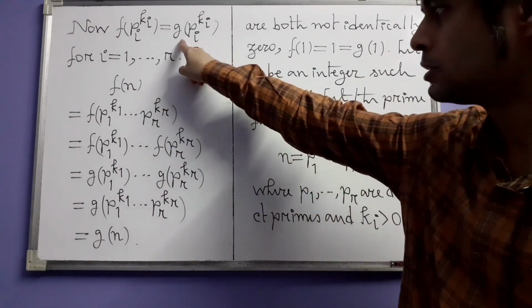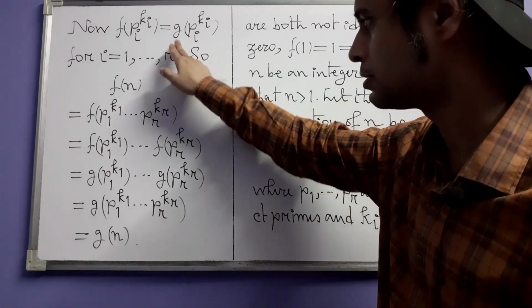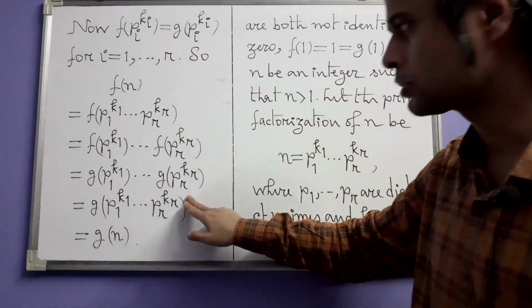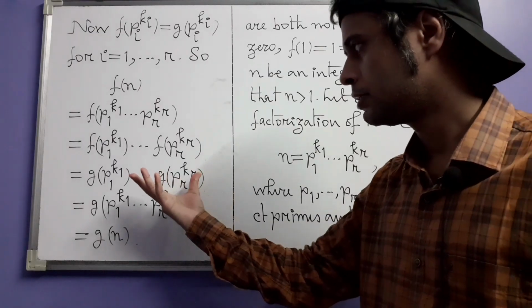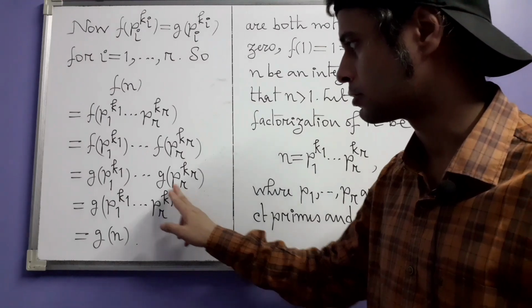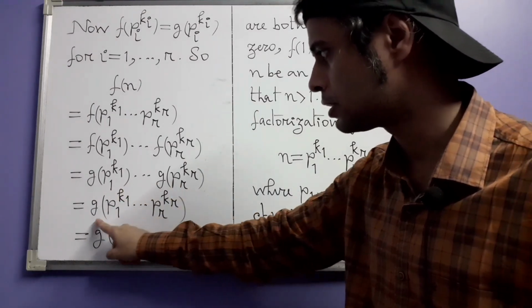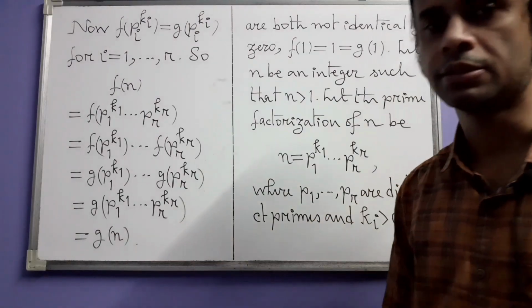But then you use these equalities and get the corresponding g values of those same prime powers here. And then you do a back calculation. So this product equals the g value of the product of the prime powers, which however is just n.